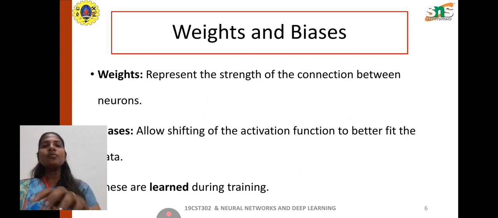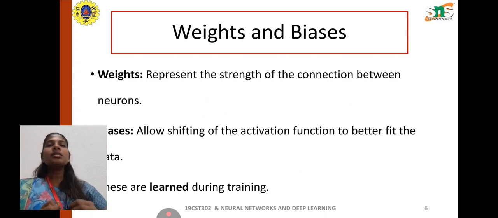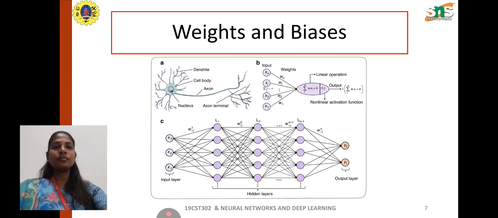The next one is weight. What does weight mean? It represents the strength of the connection between the neurons. What are the values? It may start from 0.01 onwards, so we can process up to a positive value of one. The next one is the bias. It allows shifting the activation function to better fit the data. It is learned during the training period of the data.